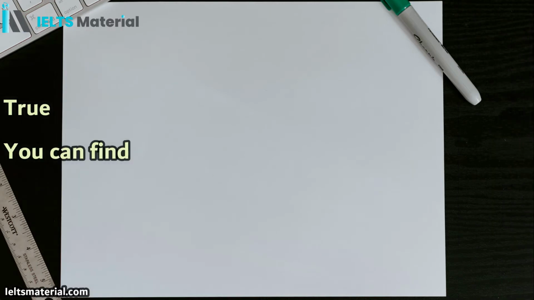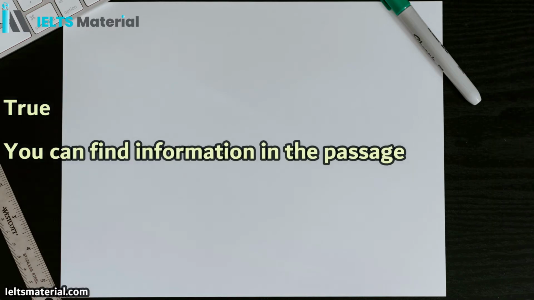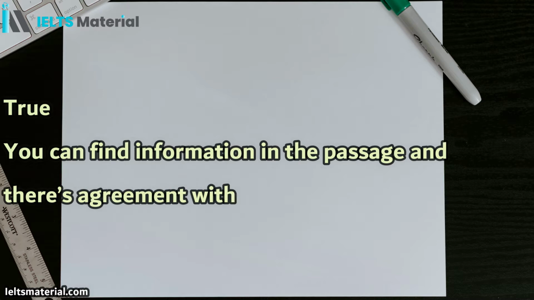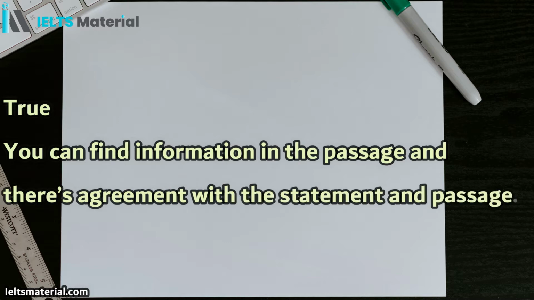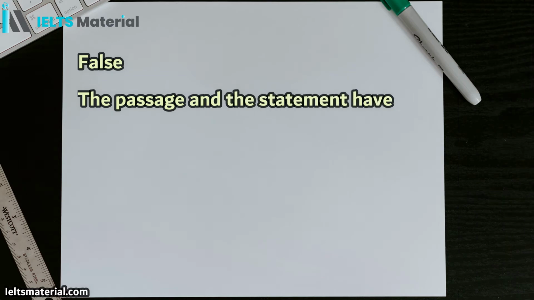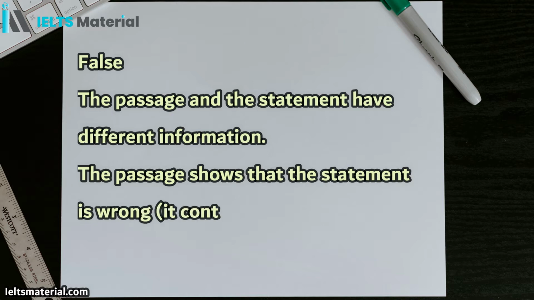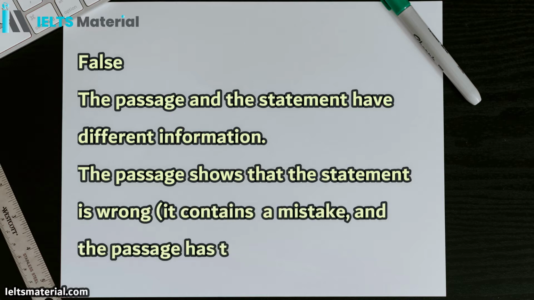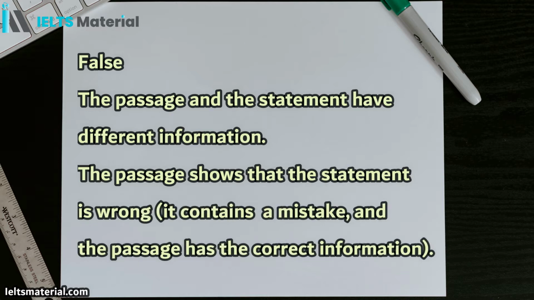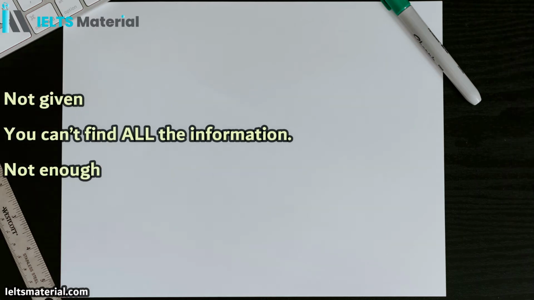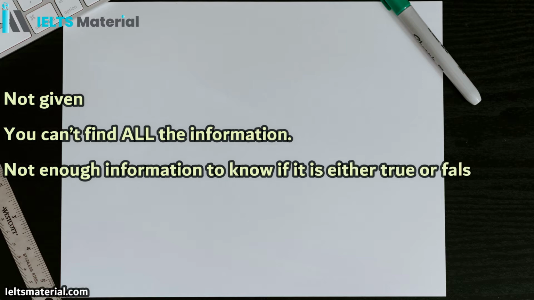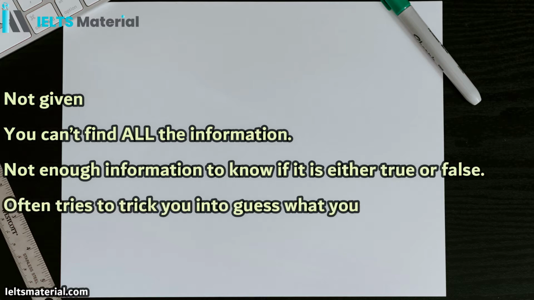If the answer is true, that means you can find the information in the passage, and there's agreement between the statement and the passage. If the answer is false, the passage and the statement have different information, or the passage shows that the statement is wrong. It contains a mistake and the passage has the correct information. For not given, you can't find all the information, or there's not enough information to know if it's either true or false.